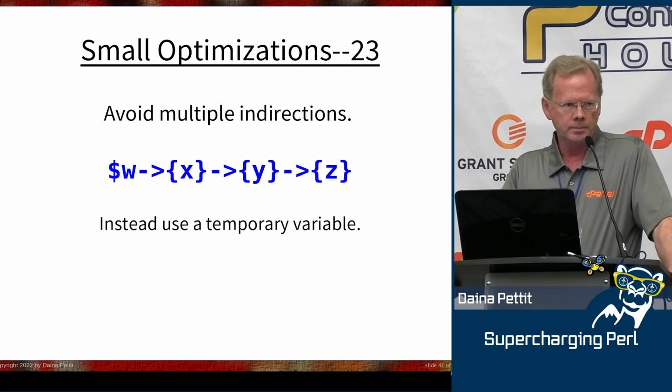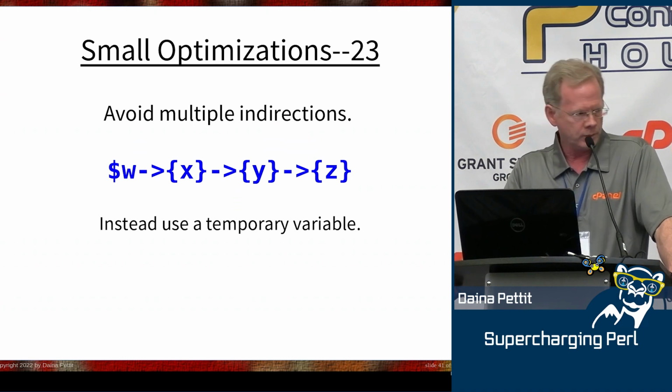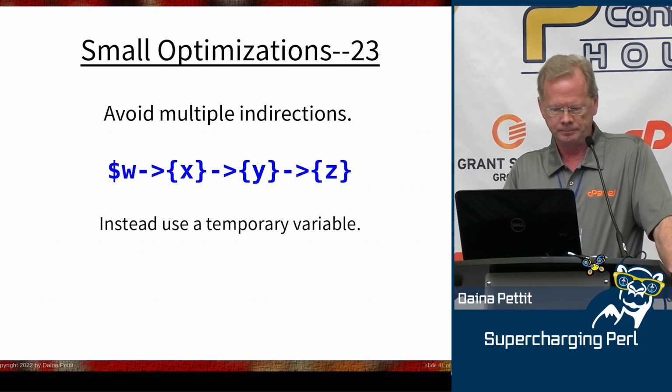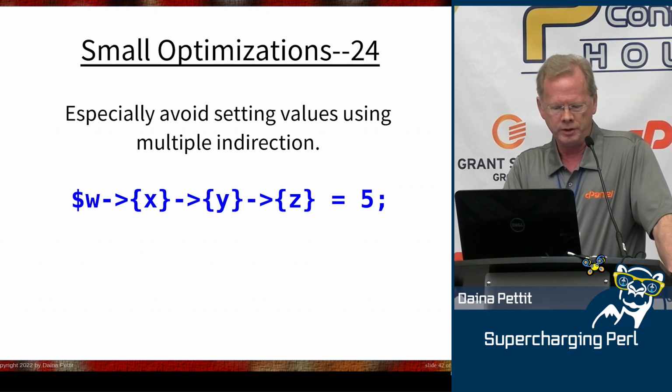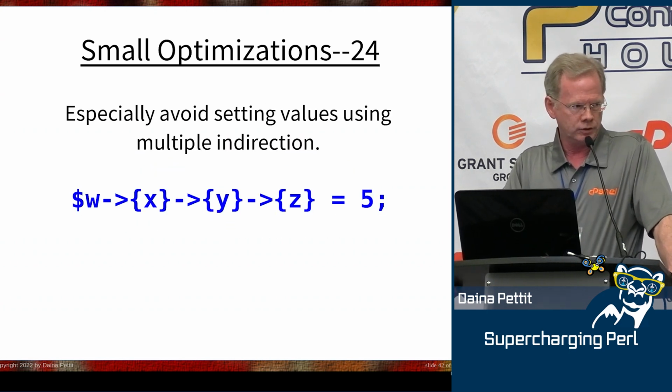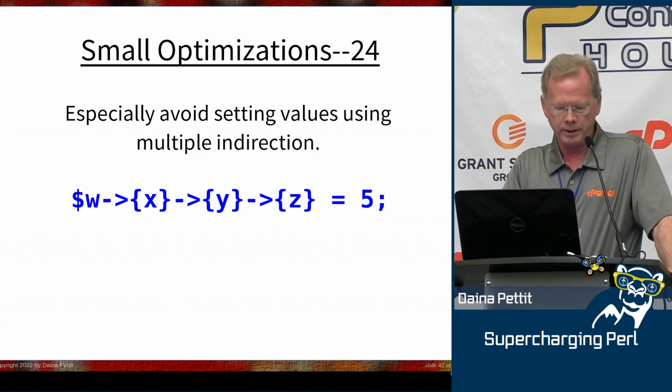Avoid using multiple indirections. Instead, use a temporary variable to get at the piece you want. And even worse is setting values. This is even slower if you're using multiple indirections.